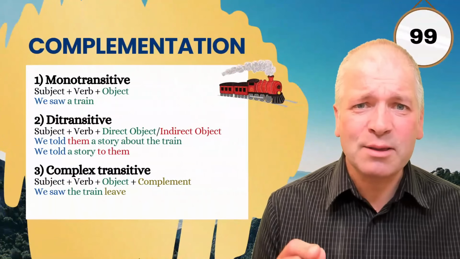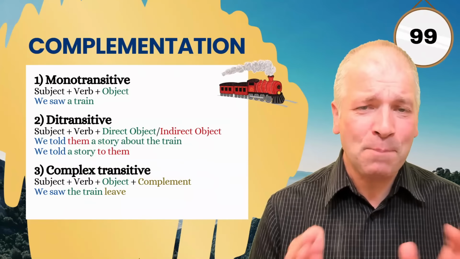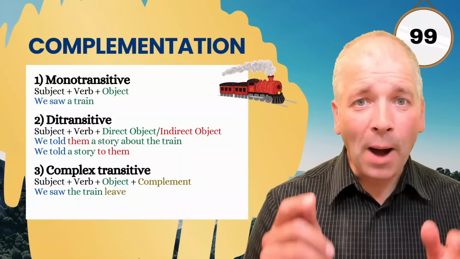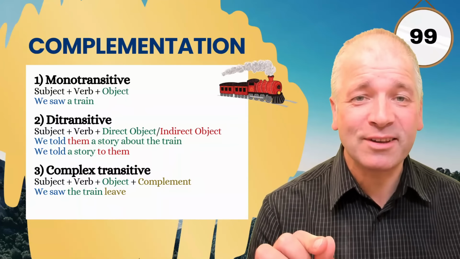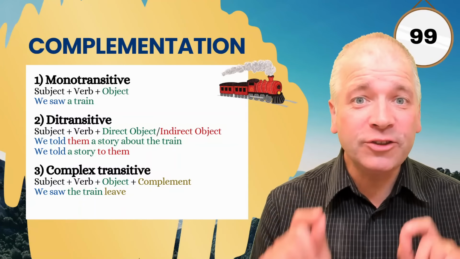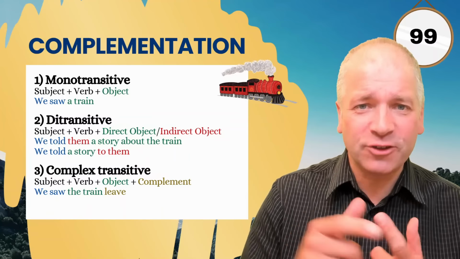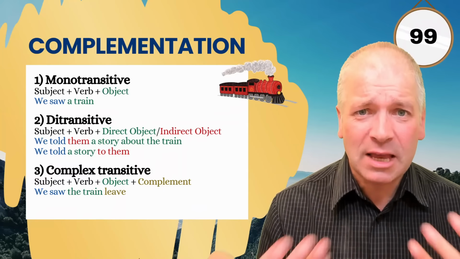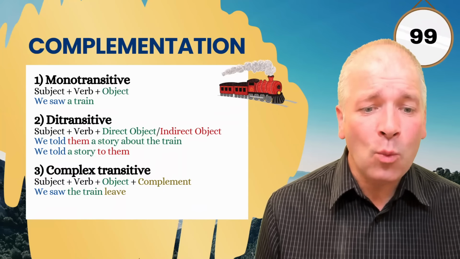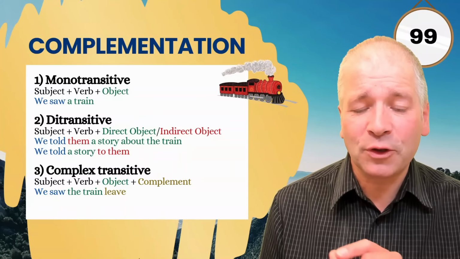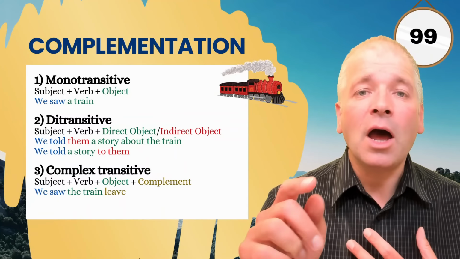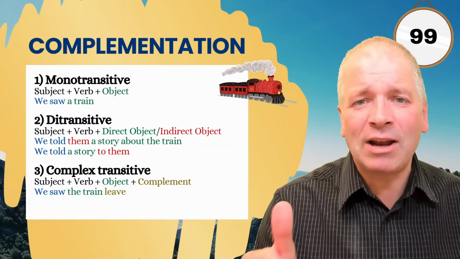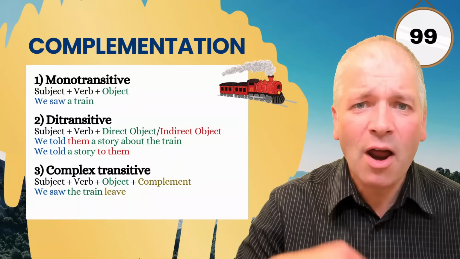Also, you need to understand complementation. The most basic form of complementation is where we have subject, verb, object. But we can also have ditransitives and complex transitives. Ditransitives is where you have a direct object and an indirect object. The direct object receives the action. For example, in we told them a story about the train. What did we tell? A story. The story receives the action. It's the direct object. The indirect object is affected by the direct object.